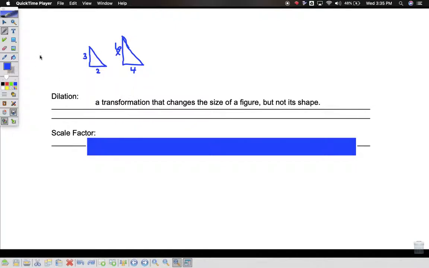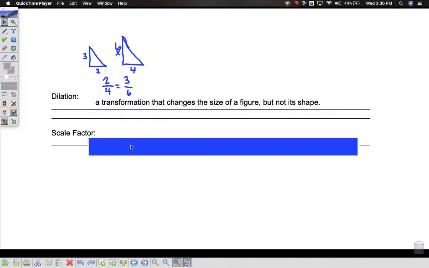So we're going to be doing dilations on the coordinate plane today. So we're going to be looking at how a dilation changes the ordered pairs, but also looking at the effect on the side lengths as well. So it changes the size of the figure, but not its shape. So it results in similar figures, meaning that they're the same shape, but not the same size. Also, the ratios of their side lengths have to be in proportion. So if I look here, I could say 2 over 4 is equal to 3 over 6. Those two ratios have to be in proportion to each other and they have to be equal to each other.